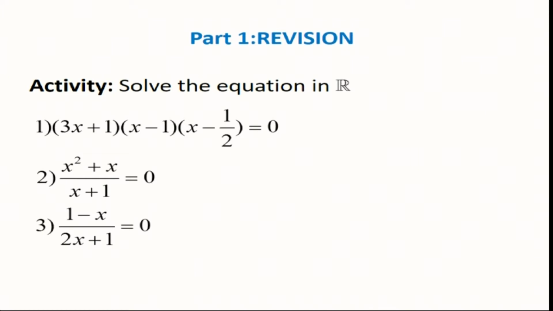Please get your exercise book and pen, and you see on your screen 3 exercises. You solve those exercises. Number 1, 3x plus 1 times x minus 1, times x minus a half equals 0. Number 2, x squared plus x divided by x plus 1 equals 0. Then number 3, you have 1 minus x divided by 2x plus 1 equals 0. Please, you have a minute to work out that activity.